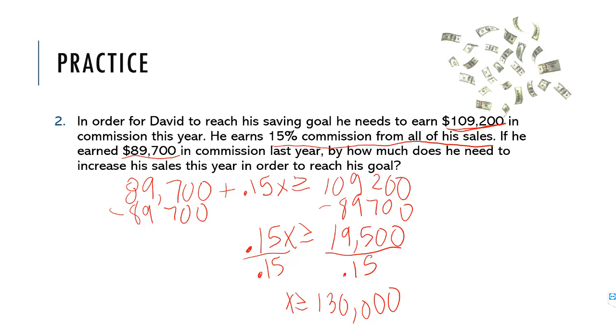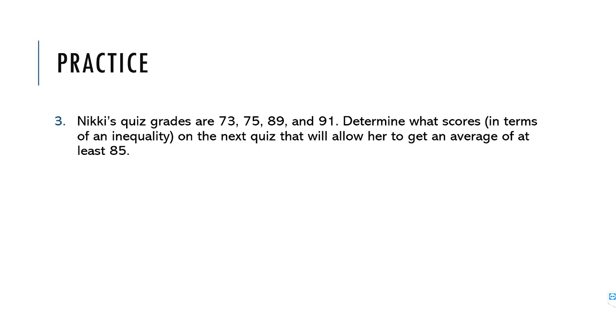Again, we could write this as a statement. He needs to make at least 130,000 sales. There we go. Let's do one more. Okay, let's try the last one.